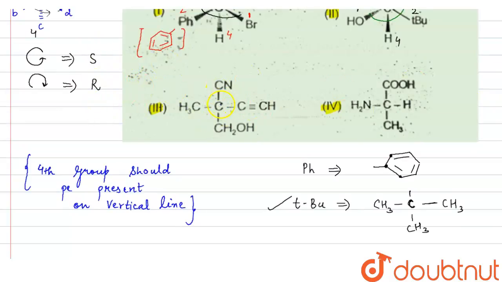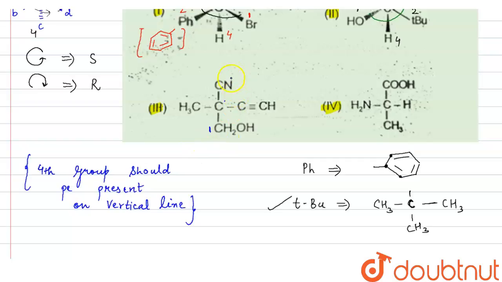Now let us check here. This is the chiral center, right? Now here it is attached to cyanide, CH3, CH2OH, and here C triple bond CH. Now first priority will be given to CH2OH because here carbon is attached to nitrogen, here carbon is attached to hydrogen, here carbon is attached to another carbon, and here carbon is attached to oxygen, and oxygen has highest atomic number. So first priority is given to this.